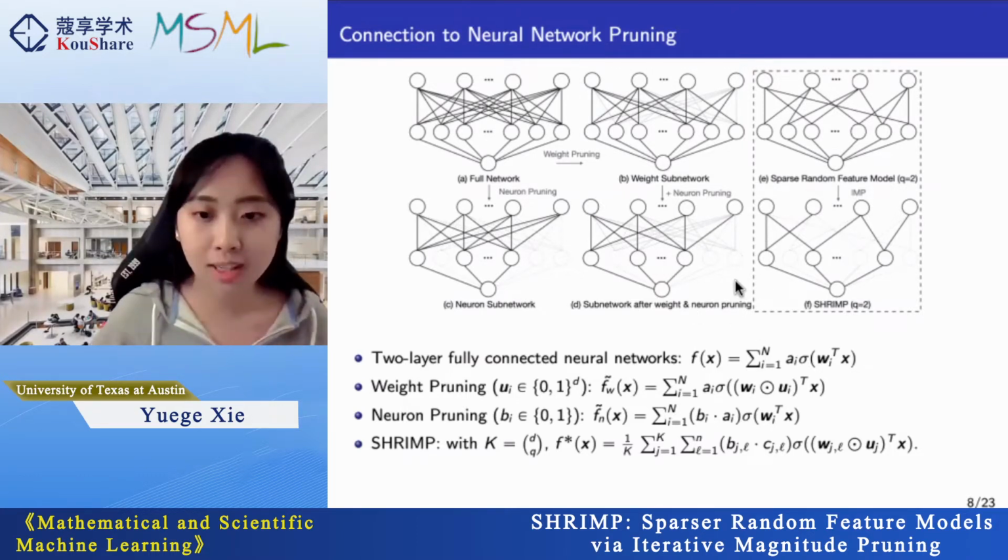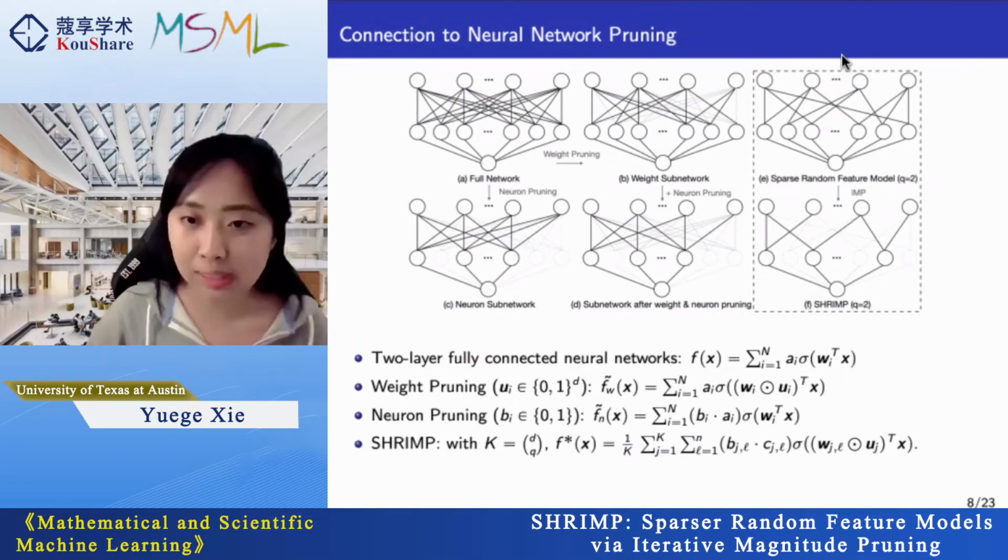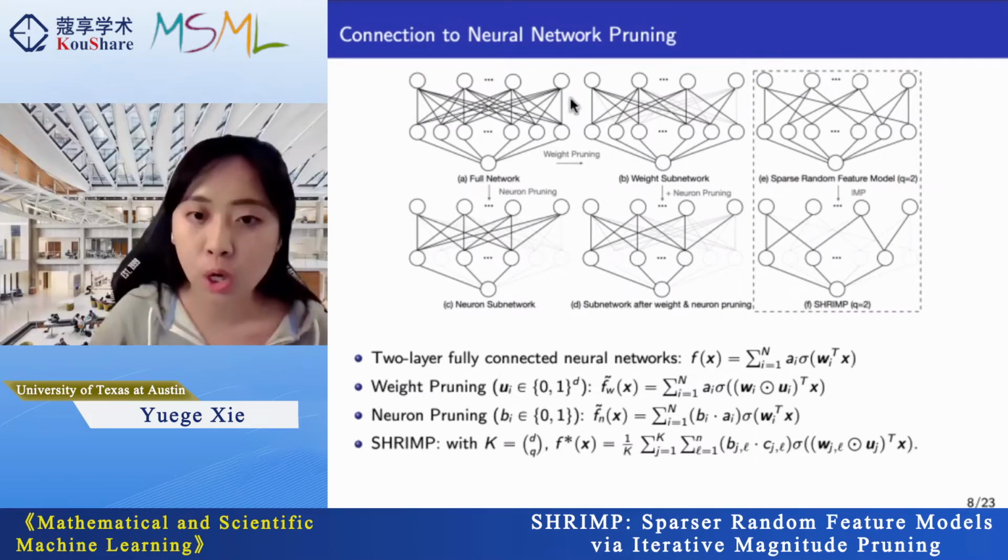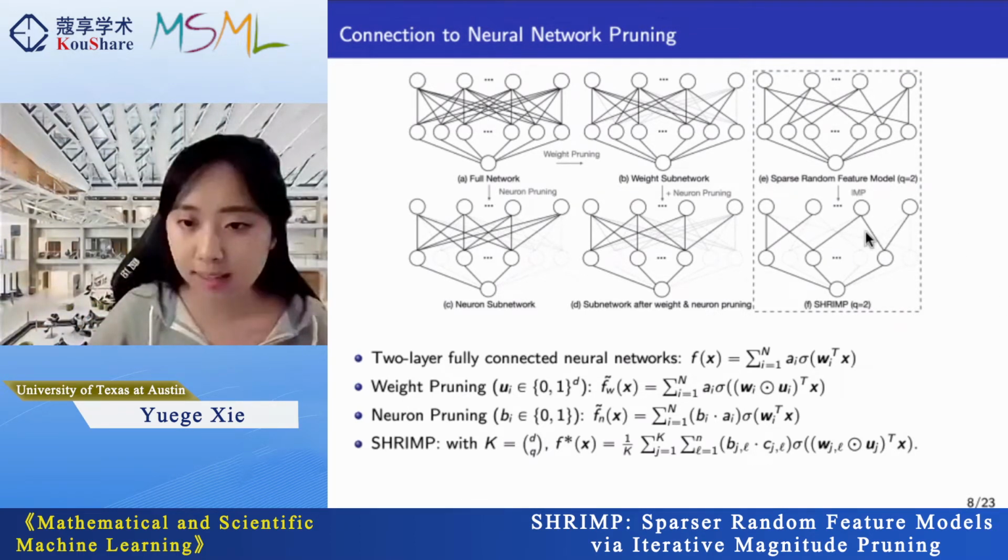And that's what we can get from shrimp as well. For shrimp, the stage one, when we construct the low order interaction model, it's equivalent to we only keep a few weights here after weight pruning. And for the second part, we have a sparse coefficient vector C, as we mentioned before. And in that resulting model, it's equivalent to neuron pruning.